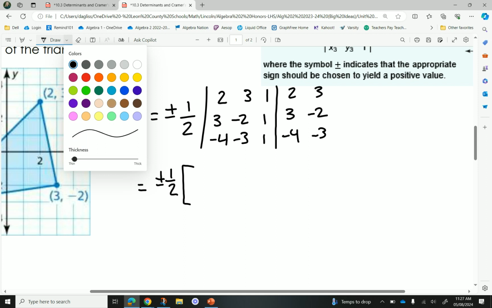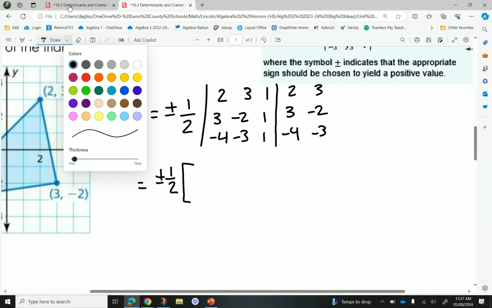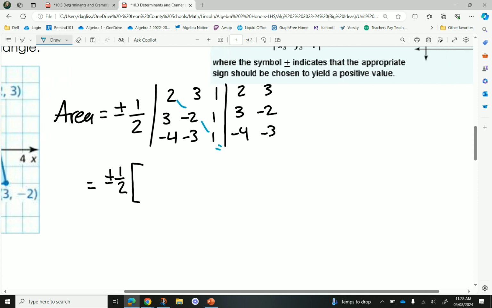All right, let's do the downward diagonals first. What are my downward ones? Blue? Yes. Okay. So what is 2 times negative 2 times 1? Negative 4. Okay. 3 times 1 times negative 4 is negative 12. 1 times 3 times negative 3 is negative 9. So this is negative 4 plus negative 12 plus negative 9, which gives us what? Negative 25.